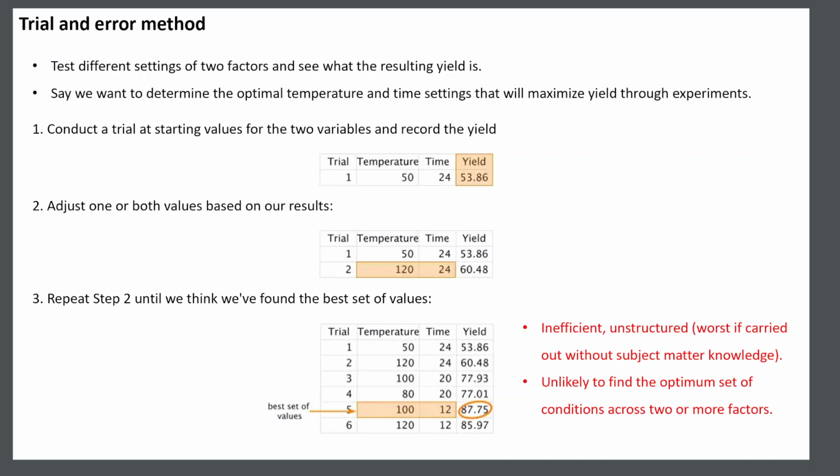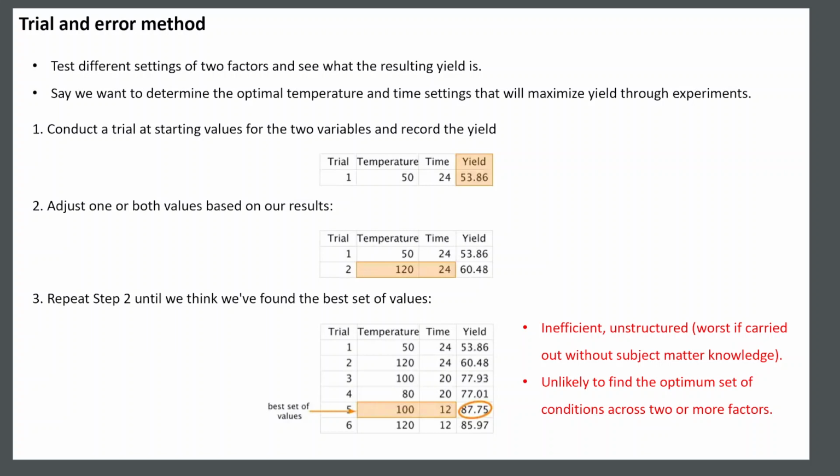Then we adjust one or both values based on our results. We have got a result, so we will change the variables and see. For example, we keep the time constant at 24 seconds and increase the temperature to 120 degrees Celsius. When we do this increment, we see how the yield is affected. Here we can see that when we increase the temperature from 50 to 120 degrees Celsius, the yield clearly increases.